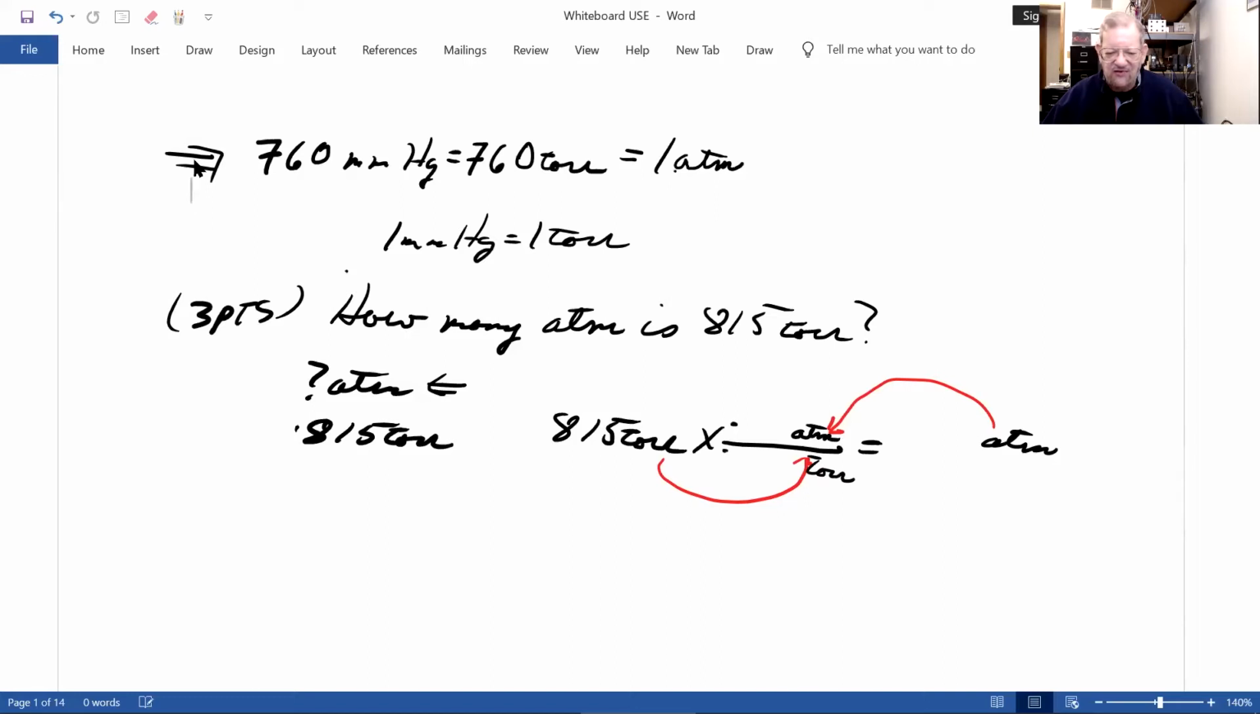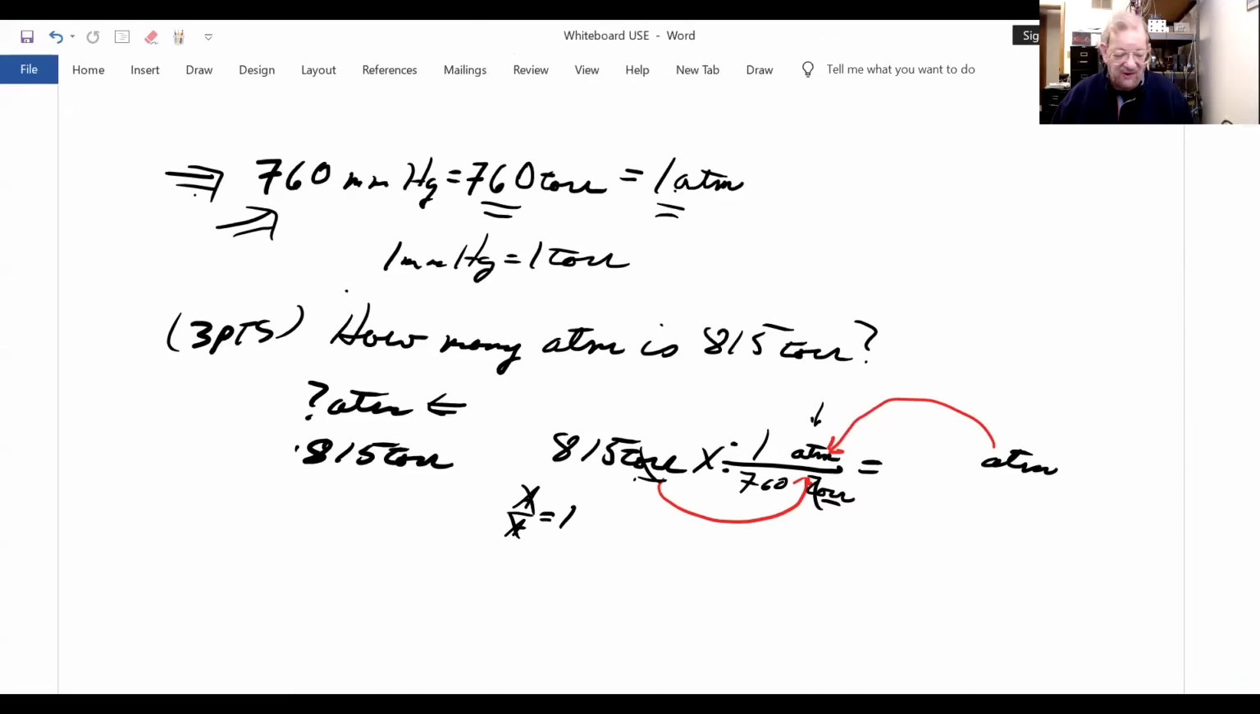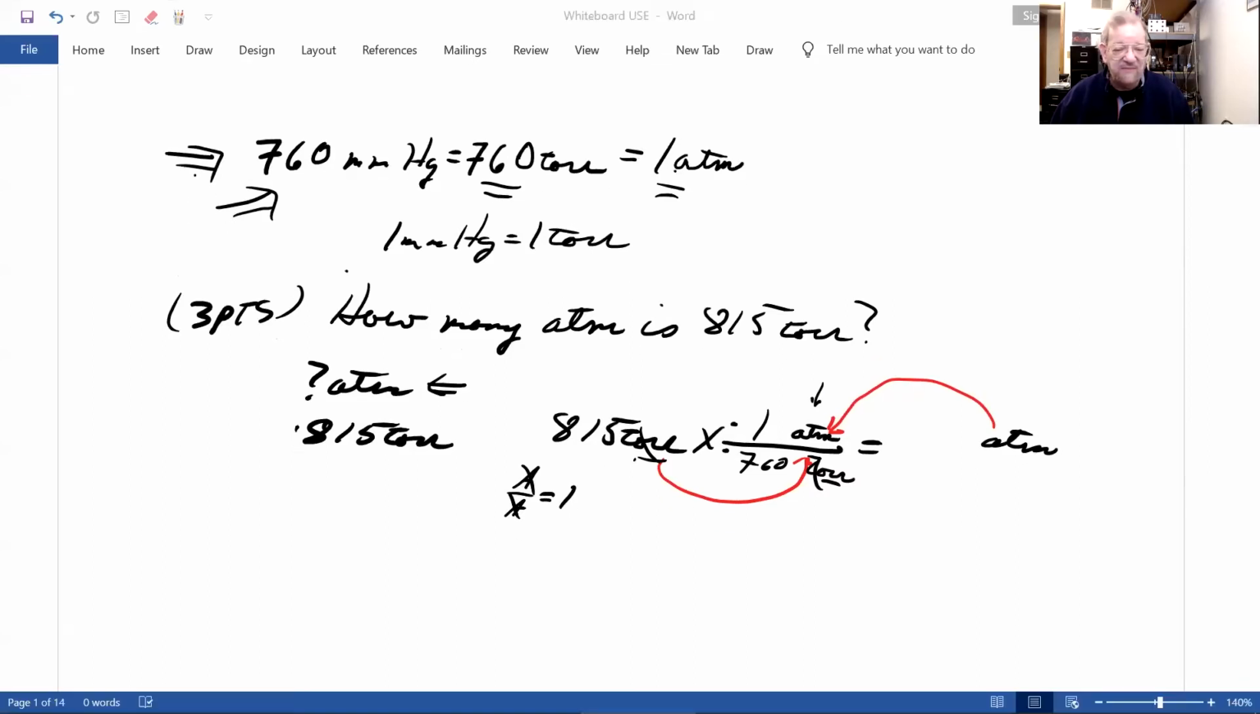Where do I get these numbers? From here. 1 atmosphere equals 760 torr. And notice torr divided by torr, anything divided by itself equals the number 1. And therefore cancels out. I'm left with the right units. And now I can happily go to my calculator, in this case with Dr. White, it's my spreadsheet.